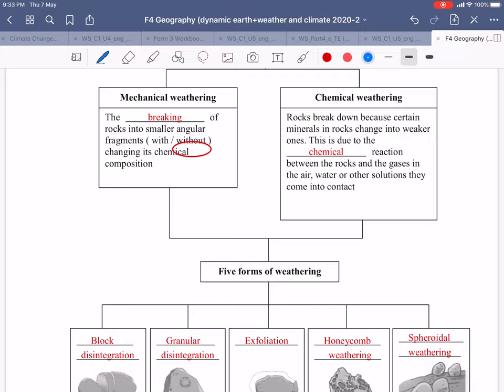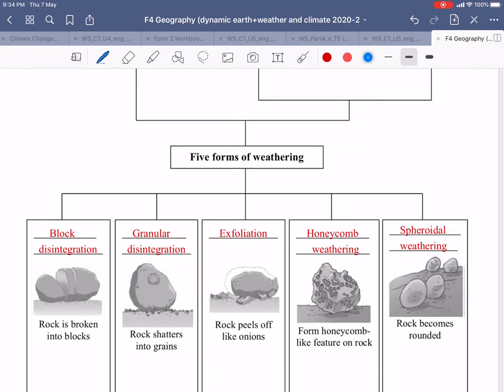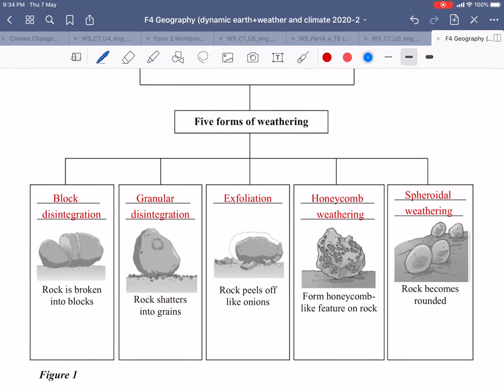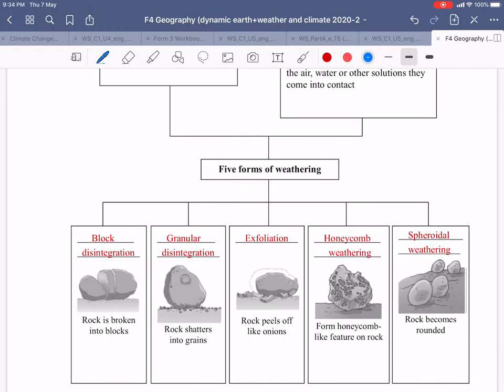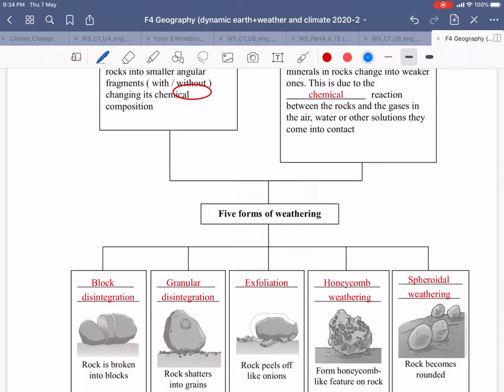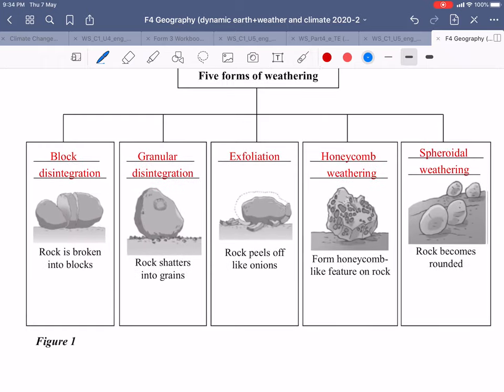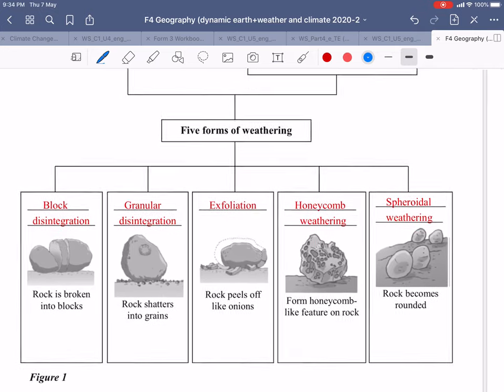But more importantly, you don't need to memorize exactly which one is physical weathering, which one is chemical weathering, to be frank, because some of them are interrelated. As you can see, they are not going to have a very clear categorization about the weathering ways, okay? I mean whether it is chemical or physical. But the main five forms of weathering are important and worth having a look at, okay? If you really are going to choose dynamic earth, okay?